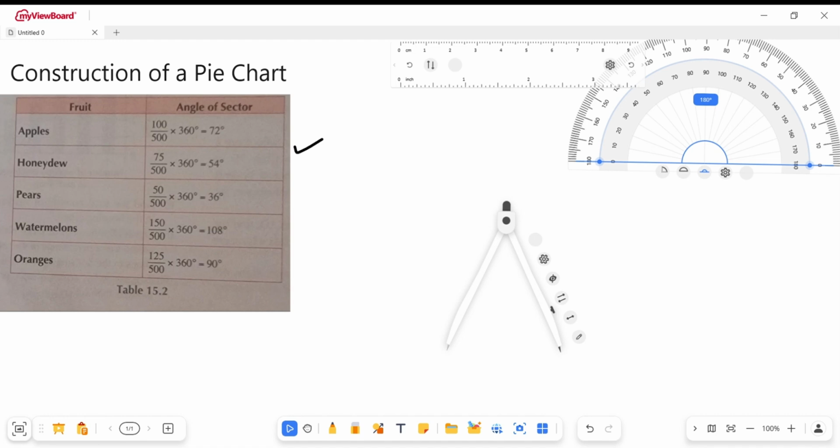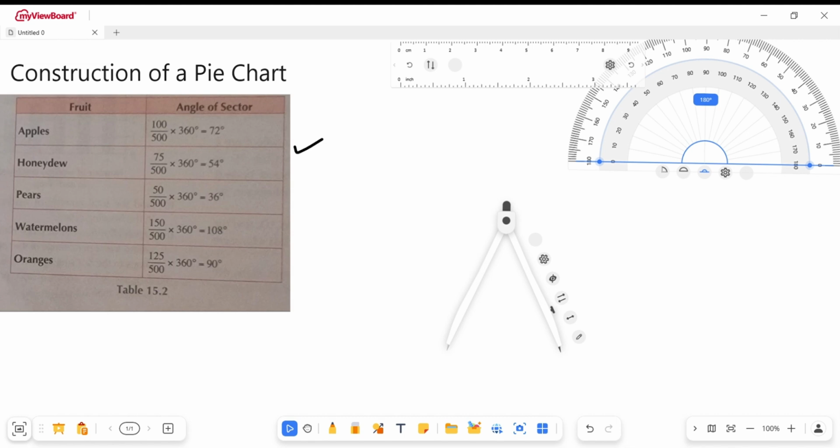Hello students, in this video we will learn how to construct a pie chart. The table is in front of you. There are two columns. One column is for the fruit and the other column is already the data converted into angle sector. And we know the formula: the raw data here is 100 and 500, basically the total number of the students.